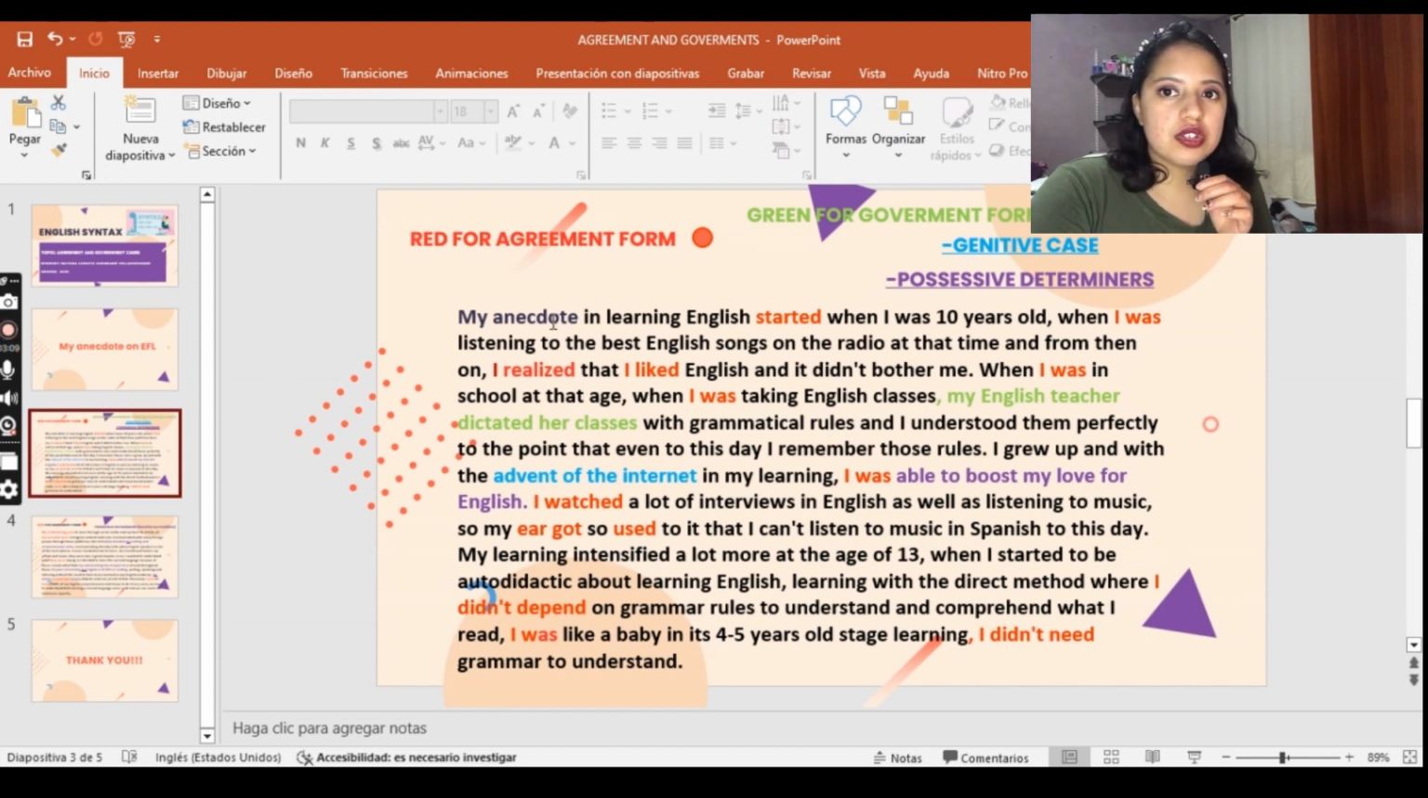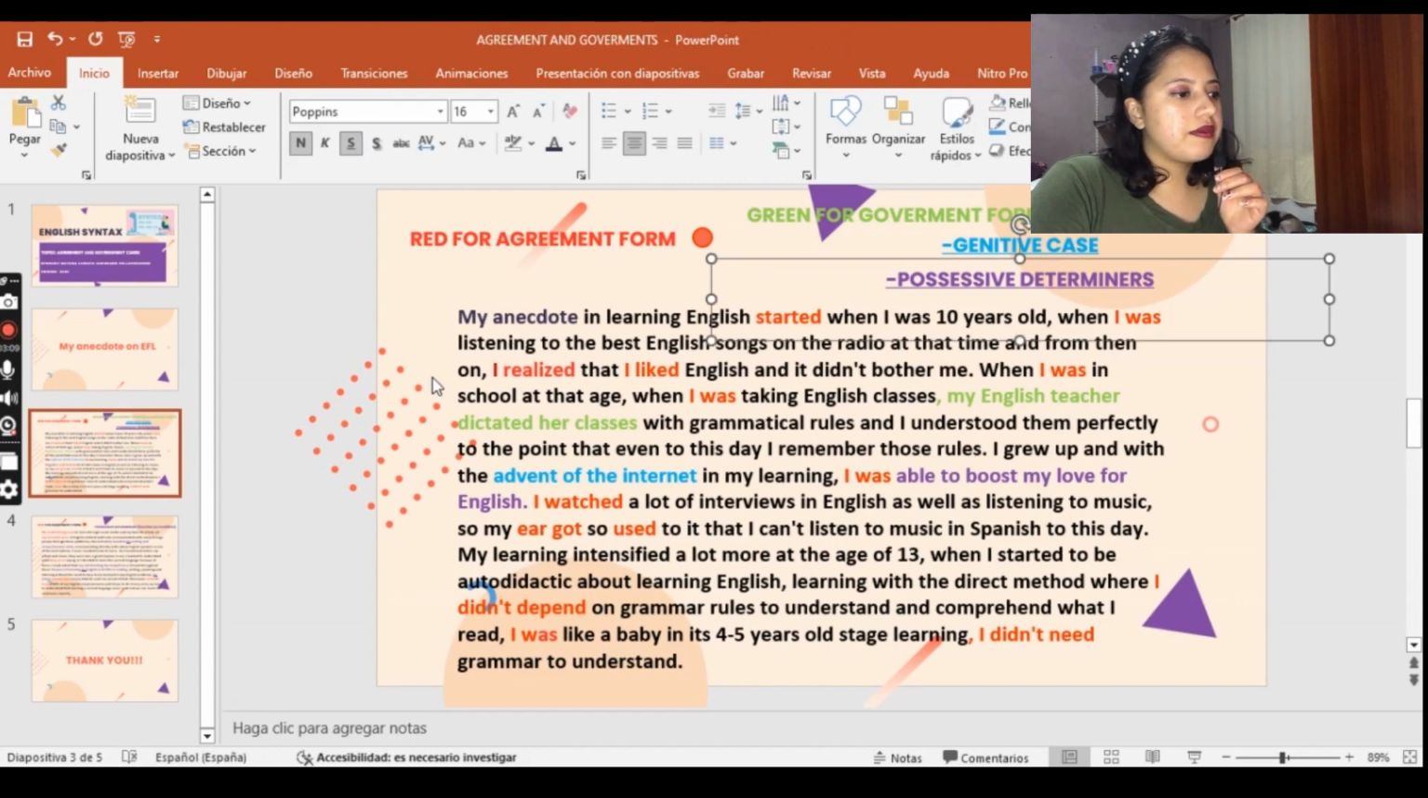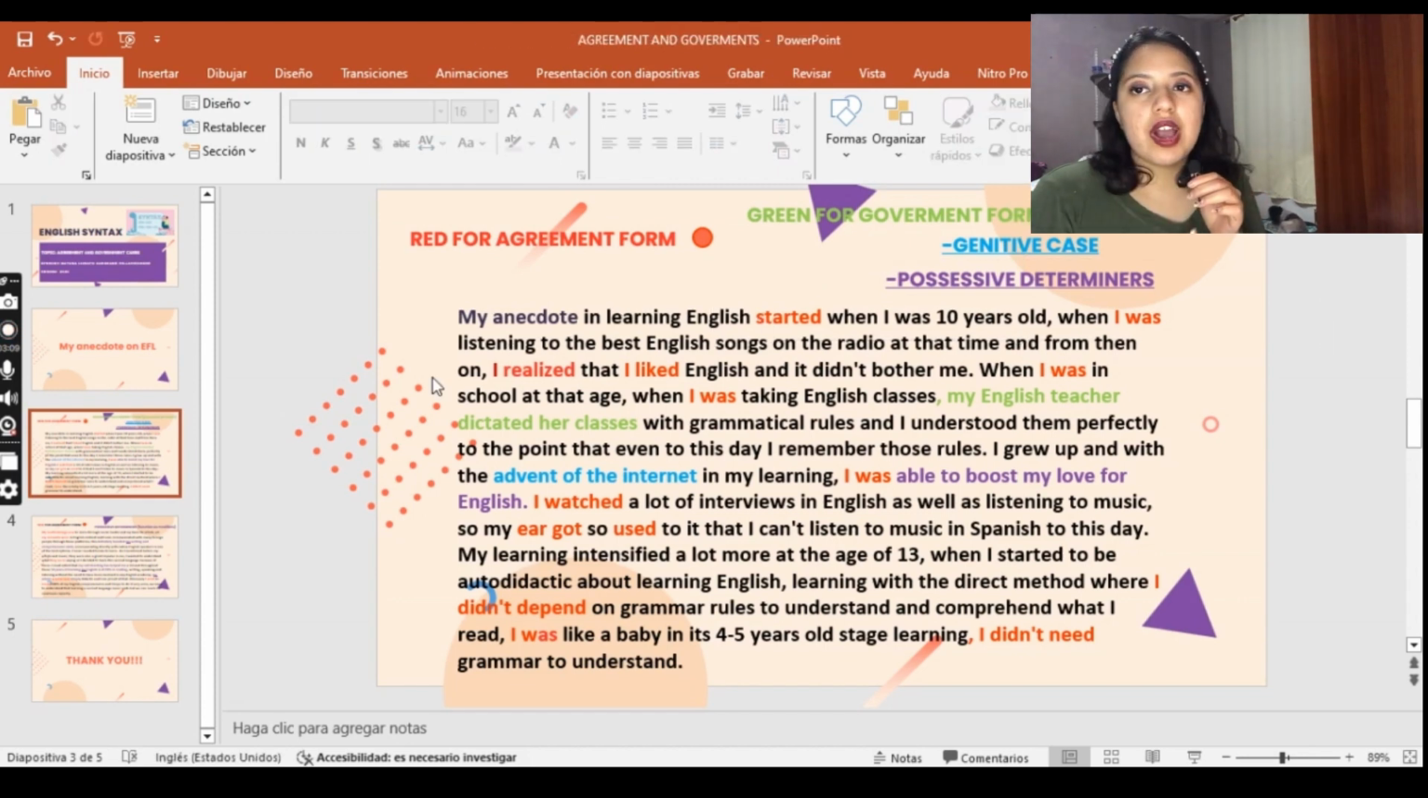I chose 4 colors to highlight these two cases. I chose red for the agreement form, green for the government form, blue for the genitive case, and purple for possessive determiners. Here I'm going to start to explain why the agreement form has to be highlighted with red.